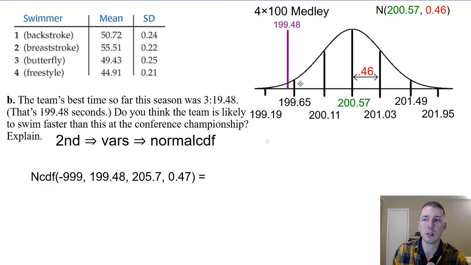But to find the exact percentile, we can use our normal CDF. Basically, we're trying to find the area under the curve that's left of this. So this would be our upper bound. Our lower bound would be negative infinity. So we want to put this in the calculator.